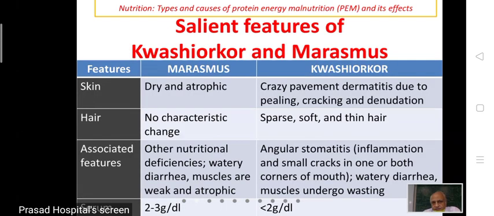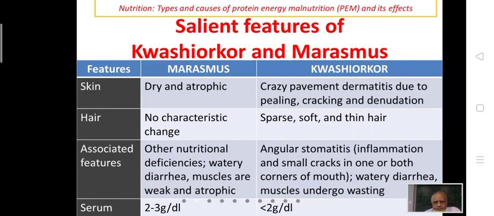The skin is dry and atrophic in marasmus. Atrophic means it keeps on decaying and falling off from the skin. But kwashiorkor has crazy pavement dermatitis due to peeling, cracking, and denudation. The skin is more lesion filled. It has more of the lesions in the skin. In marasmus, there is no characteristic hair change, but in kwashiorkor, sparse, soft, and thin hair is seen.